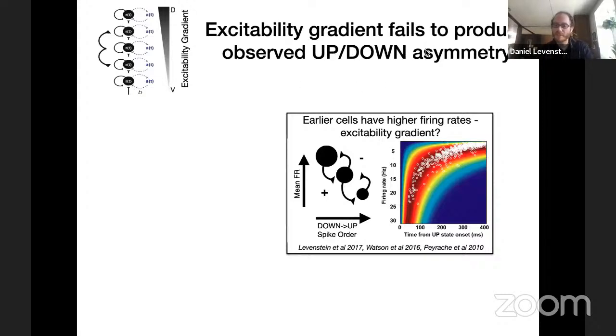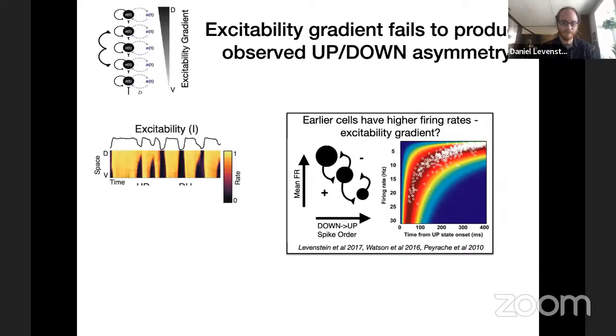So we started with excitability, based on some observations that cells with higher firing rate tend to fire earlier in the upstate, thinking that, okay, maybe these cells are more excitable.